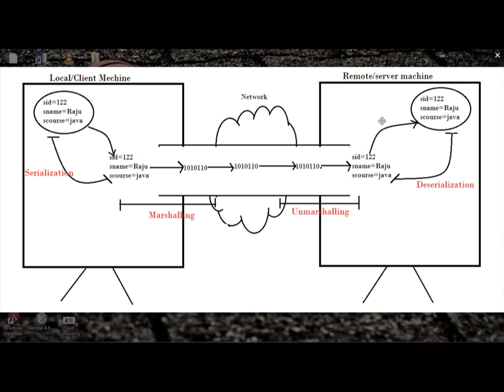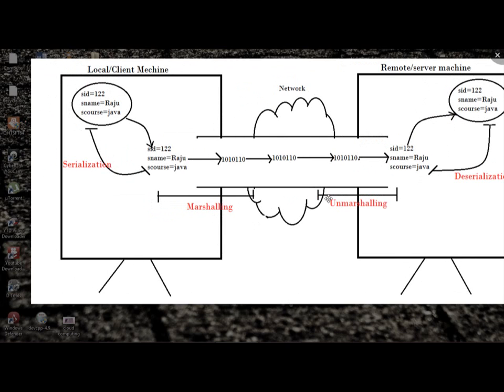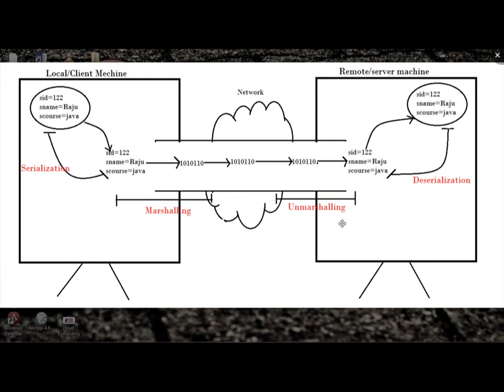At the remote machine, the first step is to get data from the network, that is, we are getting the data, student ID, name, course from the network. In the process of unmarshalling, we will convert data from network representation to system representation. On the completion of unmarshalling, then we have to go through the deserialization process because we have to create an object.